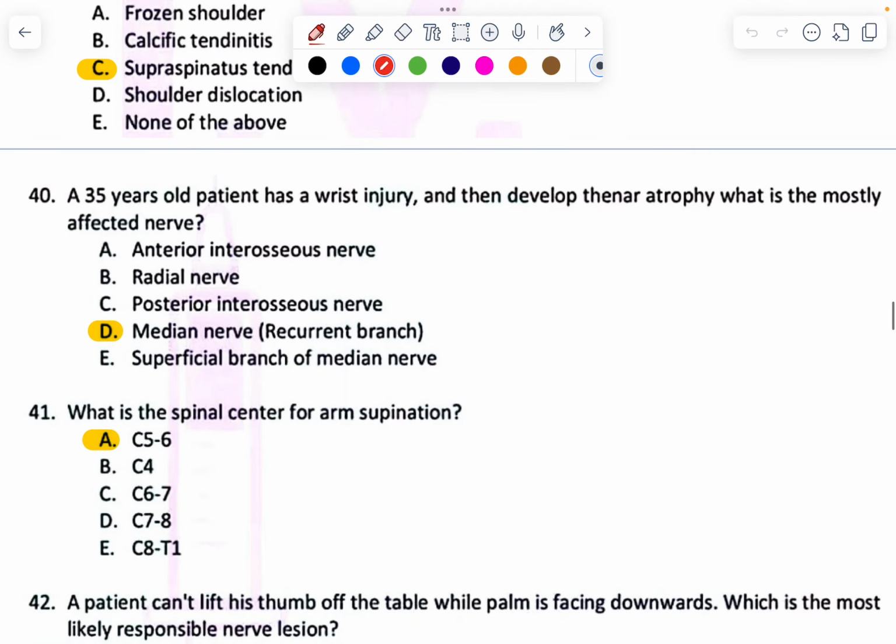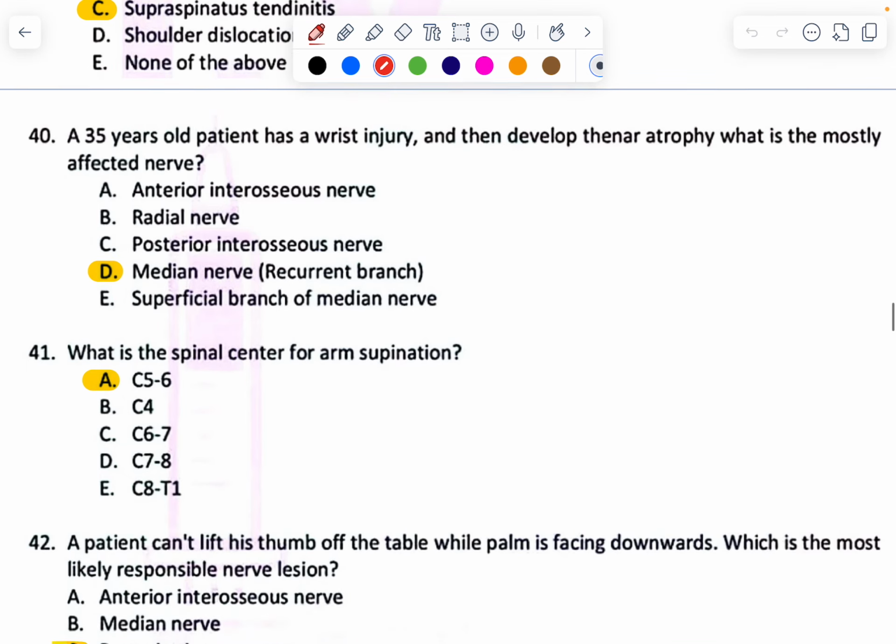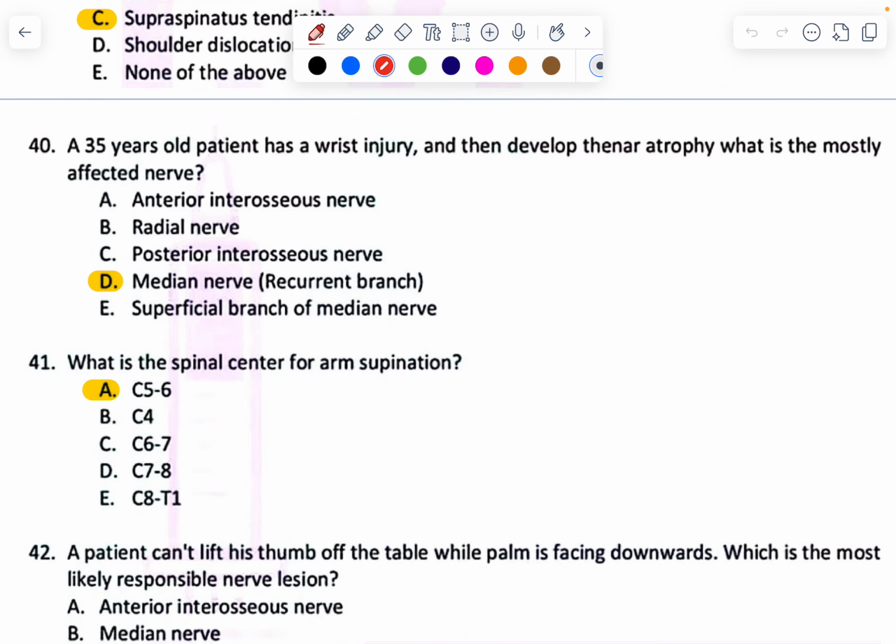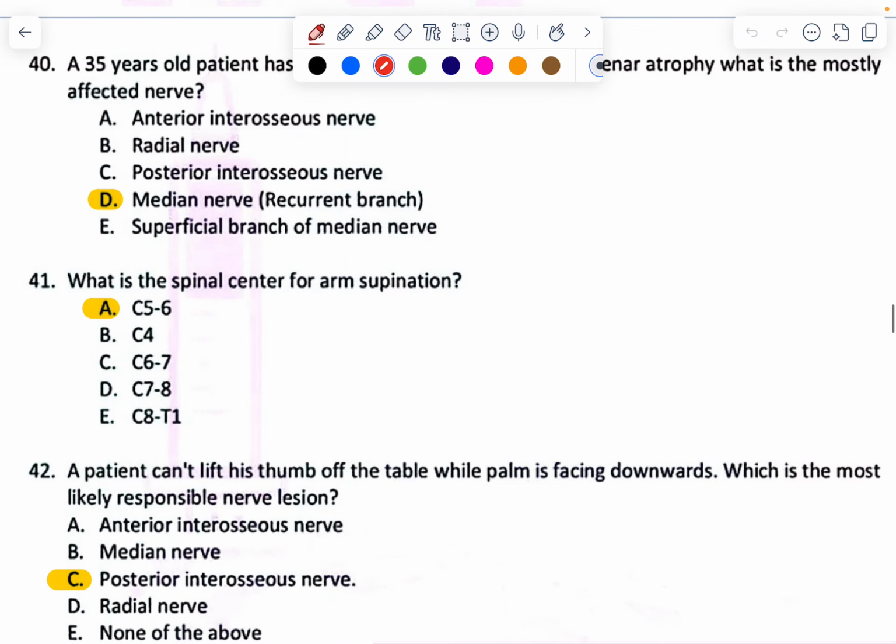A patient can lift his thumb off the table while the palm is facing downward. Can't lift. So this is extensor pollicis longus. Extension of the pollicis is done by the radial nerve. So let's see, the branch is the posterior interosseous nerve.